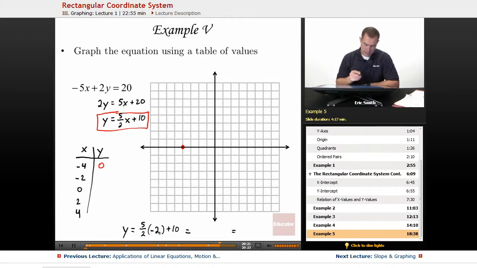All right, let's try another one. This one is -2, so we'll plug that one in there. -2 times 5/2 would be -5. We'll add 10 to that and get a total of 5. So this point, -2, 5.